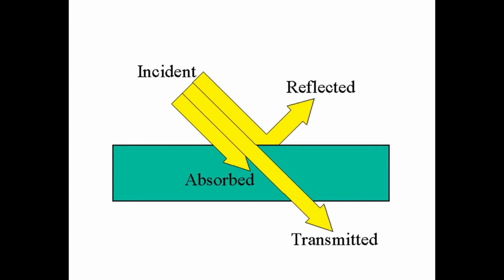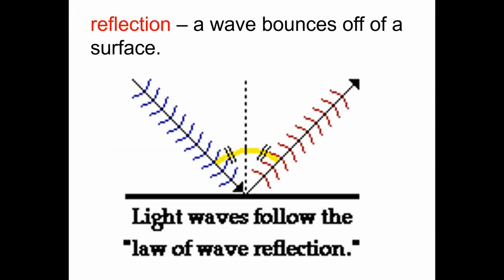Today's topic is reflection and the technology that's associated with reflection, and those are mirrors. Recall that when light strikes a surface, it can be reflected, absorbed, or transmitted. Reflection can be defined as a wave bouncing off of a surface. Light follows the law of reflection, which we'll get to, and is the subject of your lab.